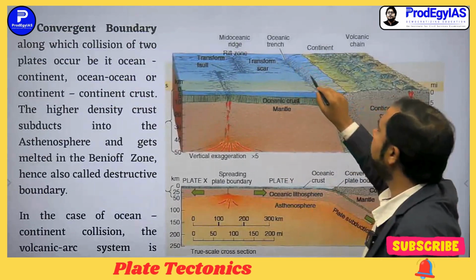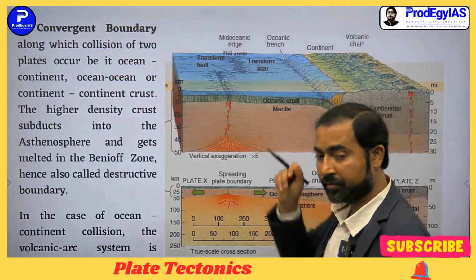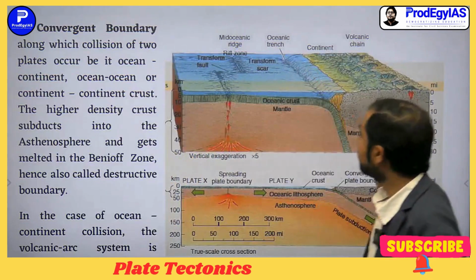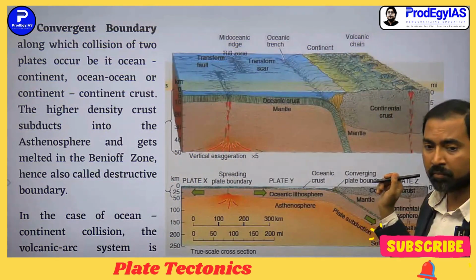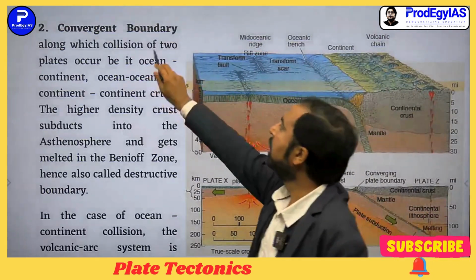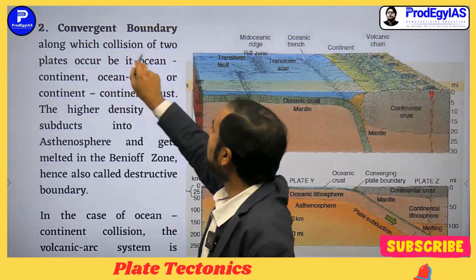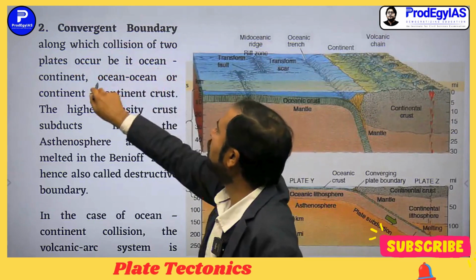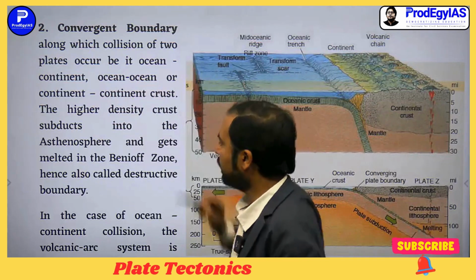Then what are the landforms along these convergent boundaries? Here you can see the convergent boundary, along which collision of two plates occurs, be it ocean-continent, ocean-ocean, or continent-continent.